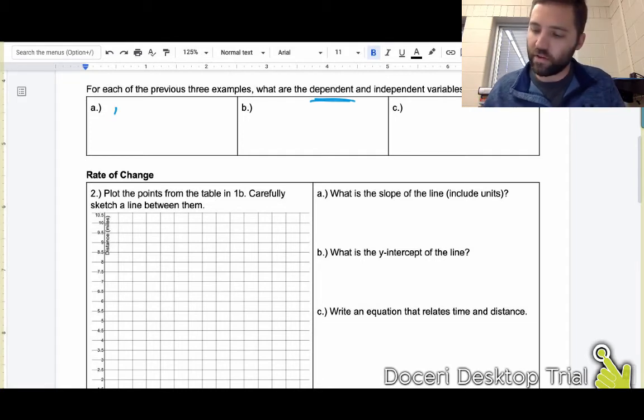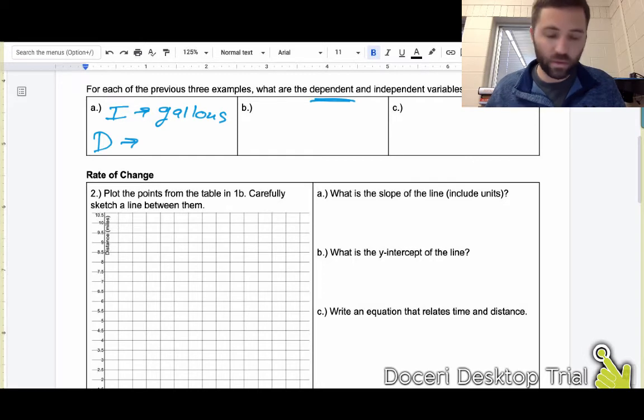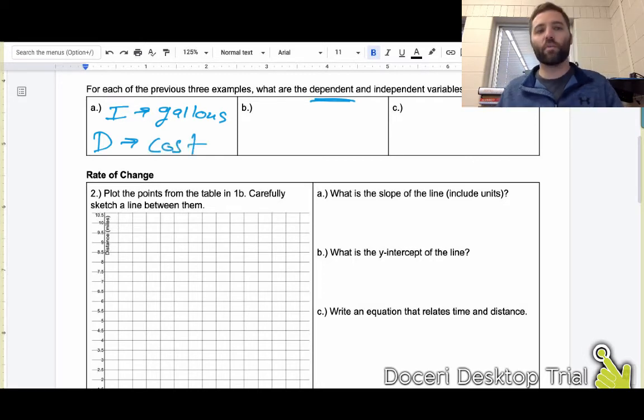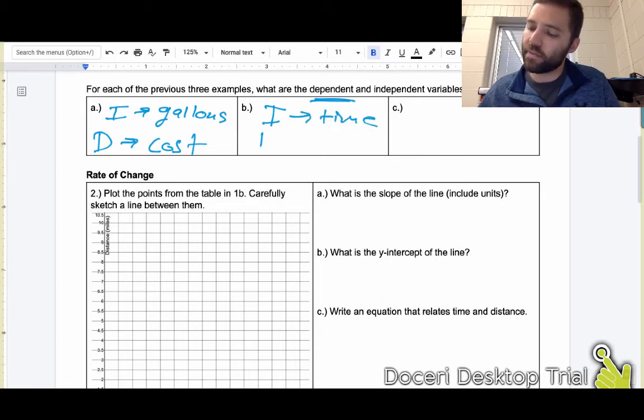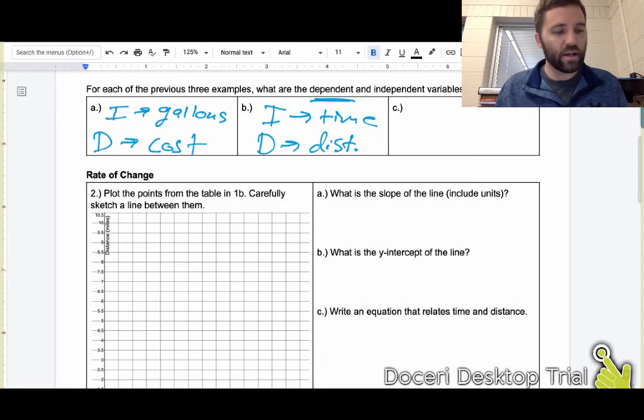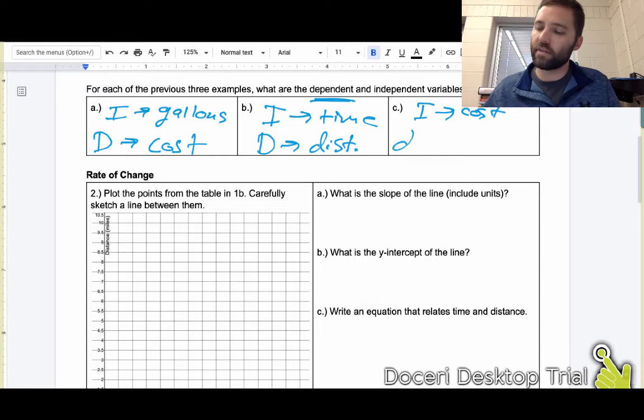So the independent variable in this one is the gallons, and the dependent variable is the cost. When you go to the gas pump, how much money you pay depends on how many gallons you bought. The next one, the independent variable is time, and the dependent variable is distance. In the next one, for part C, the independent variable is cost, and the dependent variable is the discounted cost.